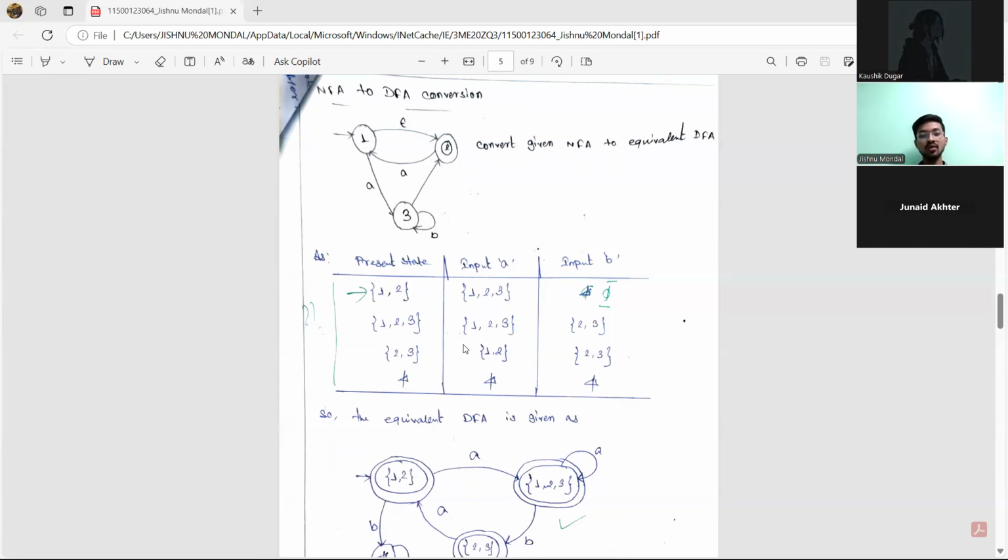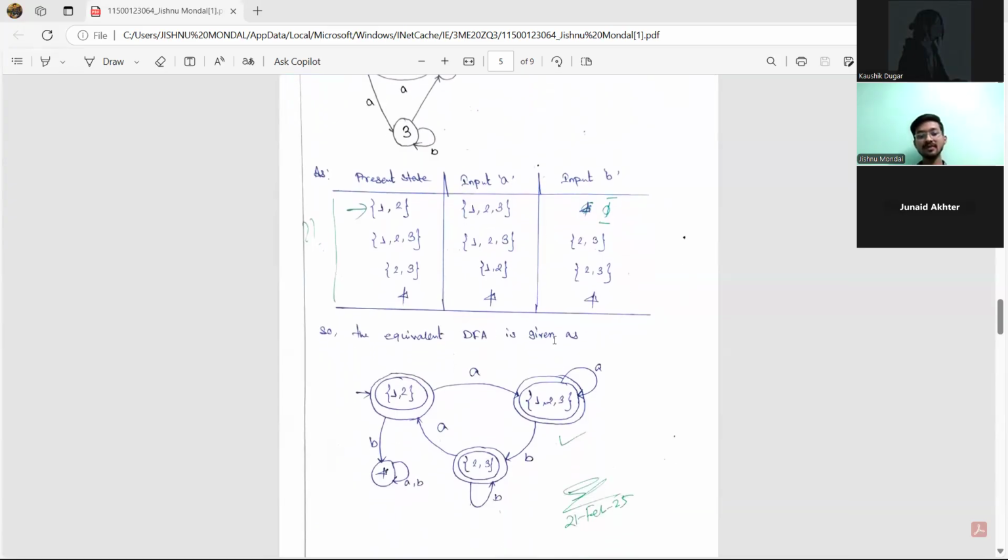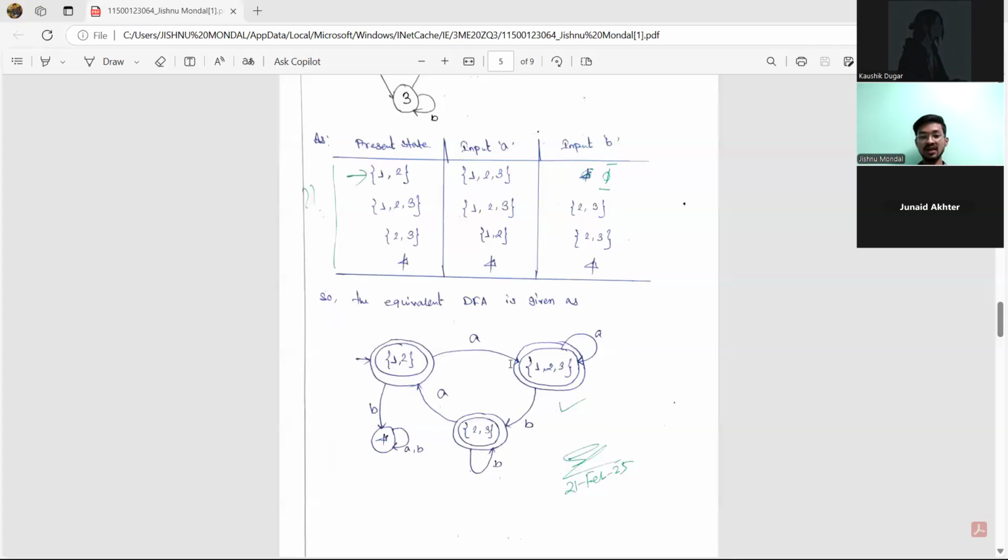So in 2 and 3, if we give a, then we get 1 and 2. And if we give b as input, then we get 2 and 3. So this is the transition table, and the equivalent DFA state diagram is like this.